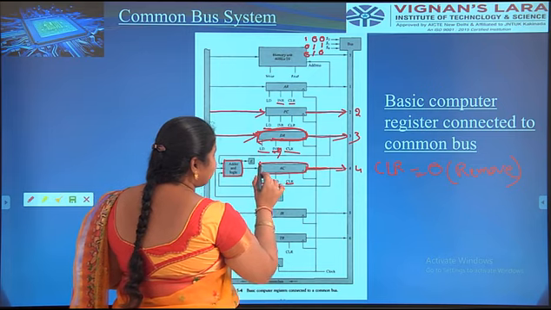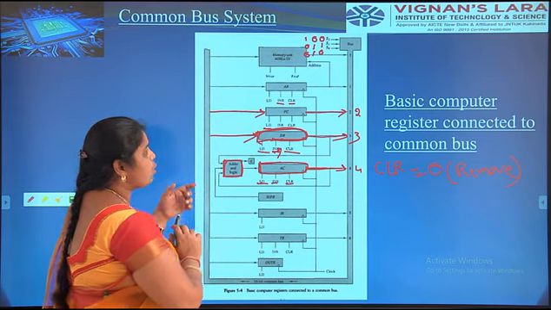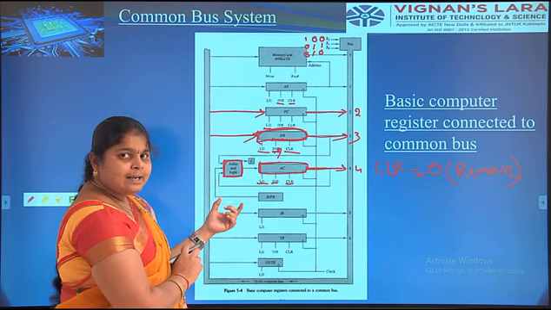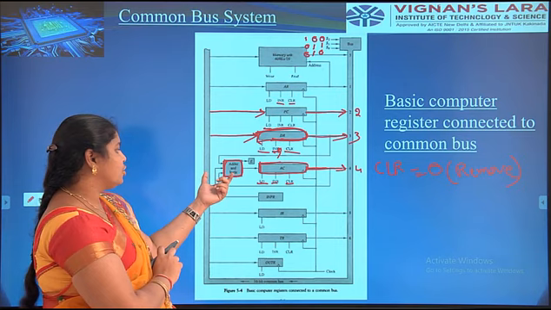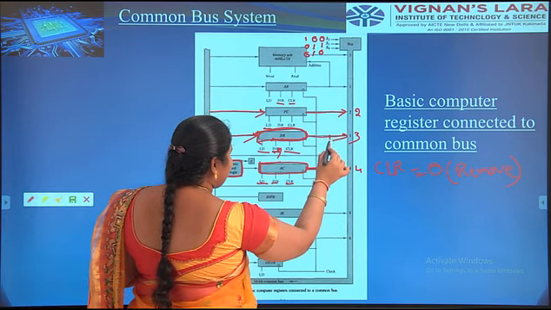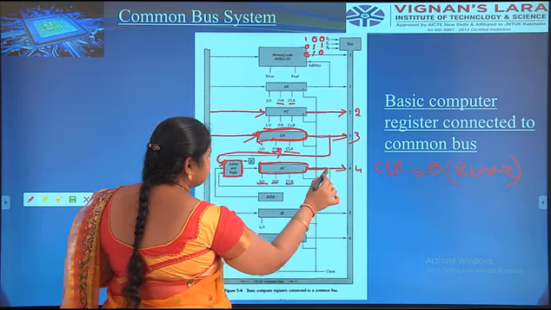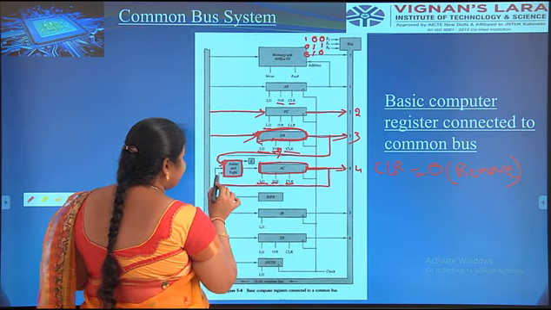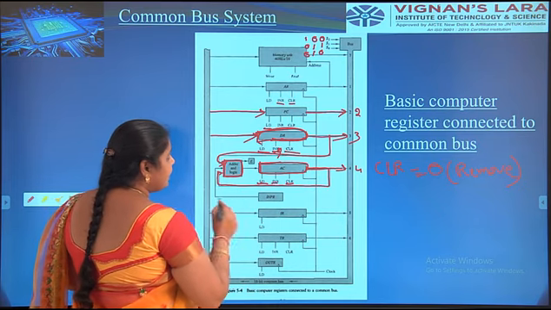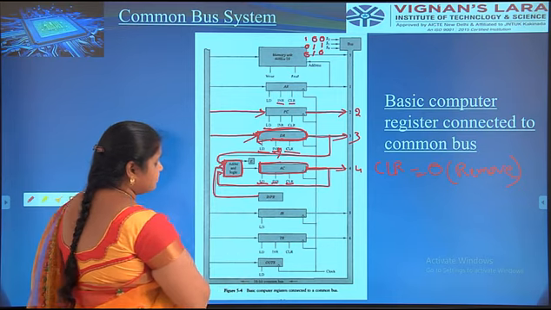Here the accumulator connects with the adder and logic. This is the processor of this whole bus. Adder and logic means nothing but the arithmetic and logical unit. The accumulator and DR are connected to the adder and logic. Here the input also is connected to the adder and logic.